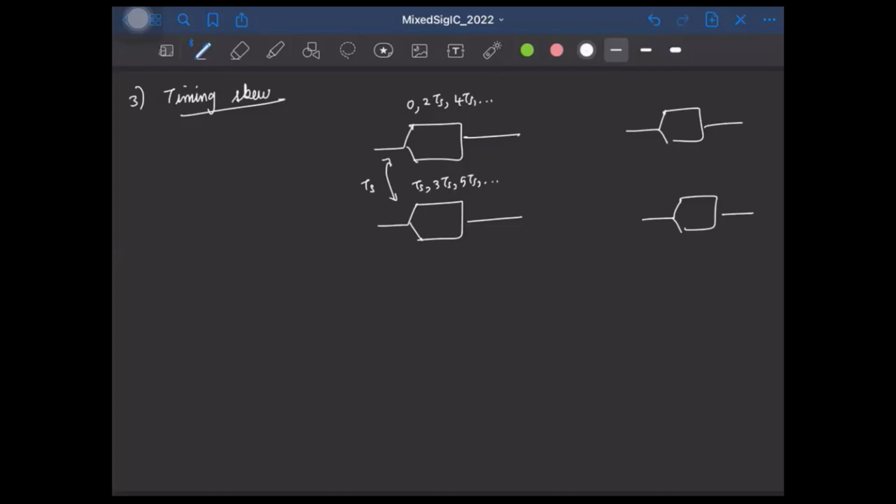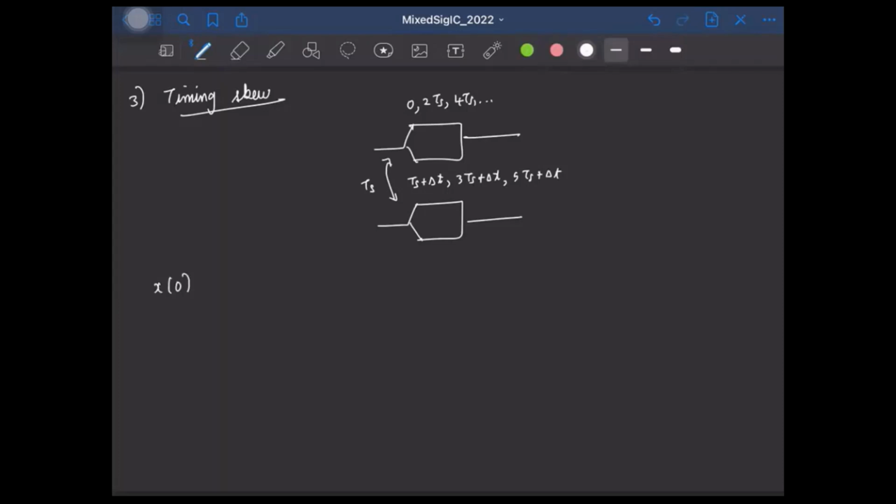So which means if the clock is coming here, it might reach the first ADC with a shorter delay, but for the second ADC, it might be a longer delay. Okay, so this is one example or one reason why you might have this timing skew. So the actual sampling instance might be TS plus delta T, 3 TS plus delta T, 5 TS plus delta T, and so on. So let's see what will be the output sequence we get.